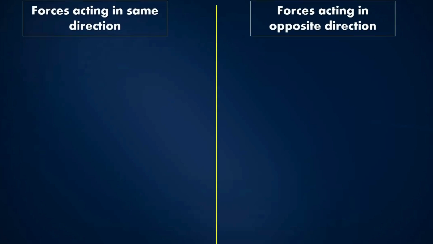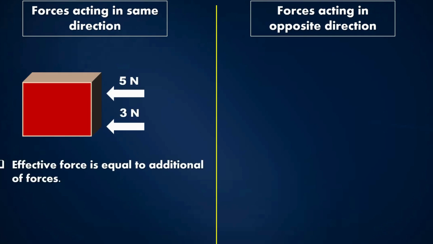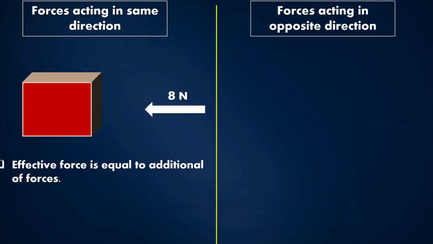Forces acting in the same direction. Suppose there is a box and forces of 5 Newton and 3 Newton are applied in the same direction. Then the effective force is equal to the addition of the forces. That will be 5 plus 3 equal to 8 Newton.